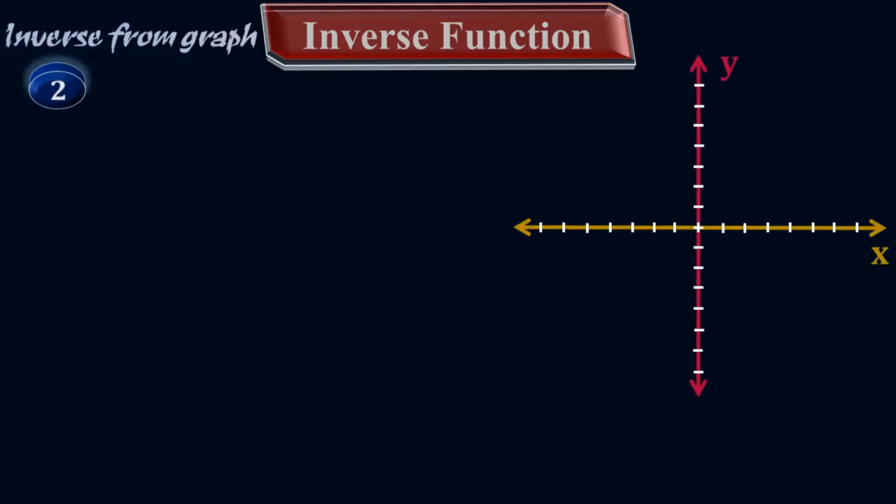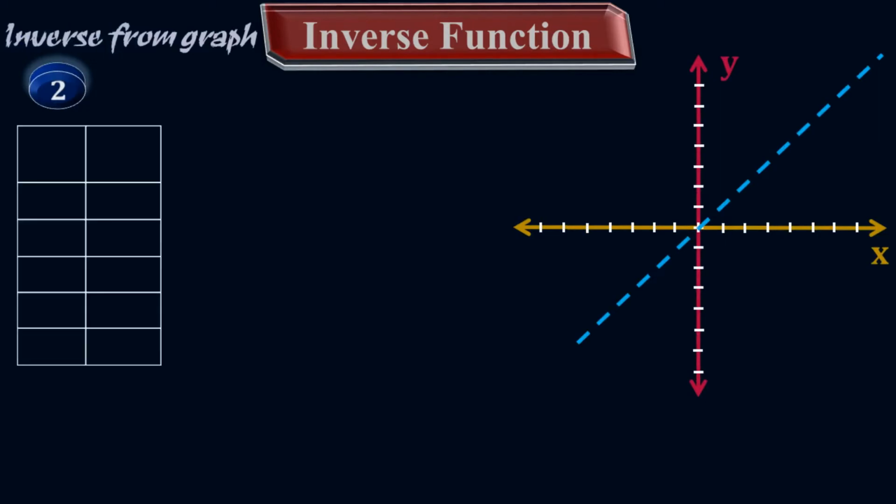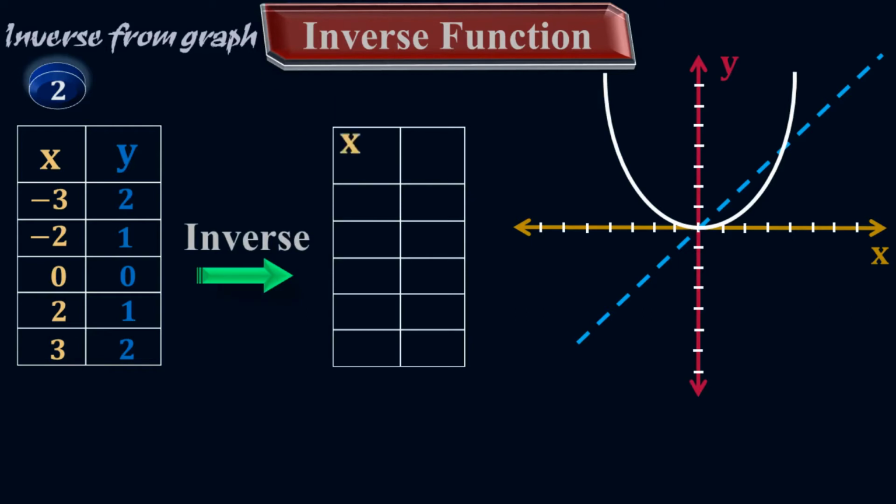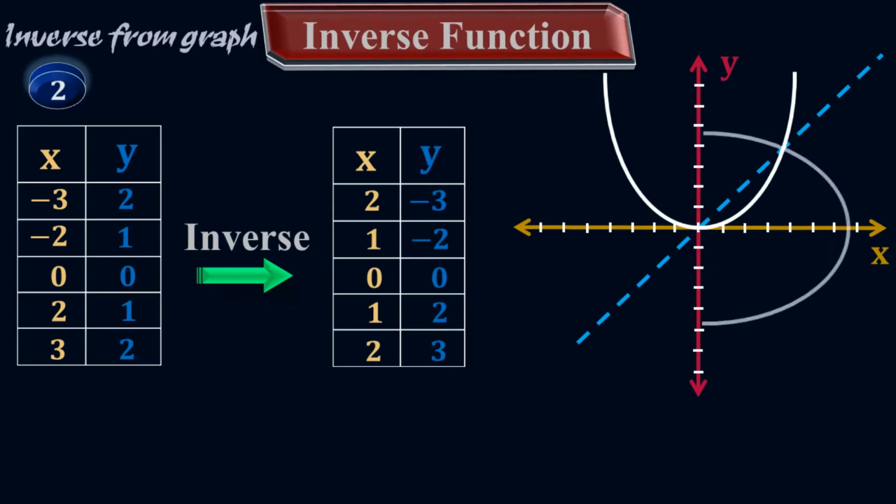Question number 2. This is my xy plane, and here is my mirror, which is x equals y. Here is my t-table. This is my x, and here is my y. If the given or original graph is a parabola, it is y equals x squared. These are the coordinate points of the parabola. So for the inverse of this function, all the x values become the y values, and all the y values become the x values. The inverse graph of the function will be in this shape.